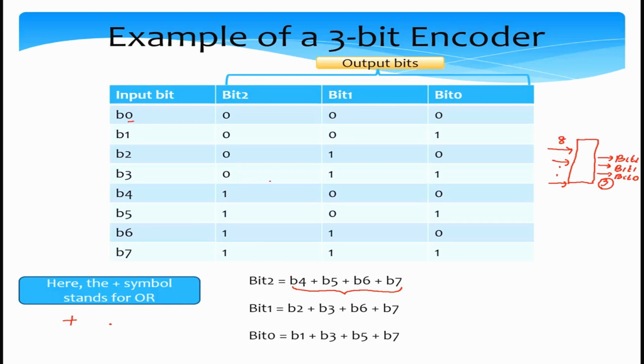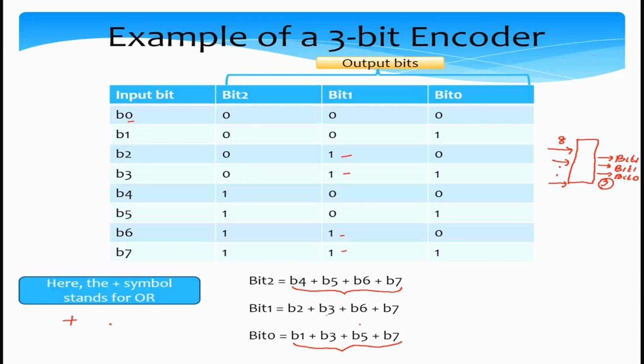Similarly, if we take a look at bit 1, when is it true? It is true when B2 or B3 are 1, or B6 or B7 are 1. So we can say it is B2 or B3 or B6 or B7. That is when bit 1 is 1. In the rest of the cases, the default prevails, which is 0. Similarly, for bit 0, which denotes the unit, the least significant position of the binary number, bit 0 is true if either B1 is true or B3 is true or B5 or B7. So this is the Boolean equation of bit 0.